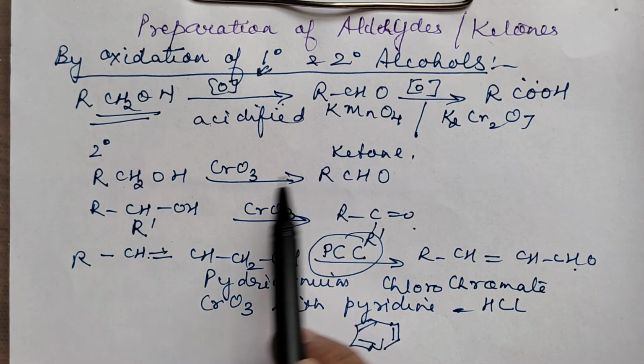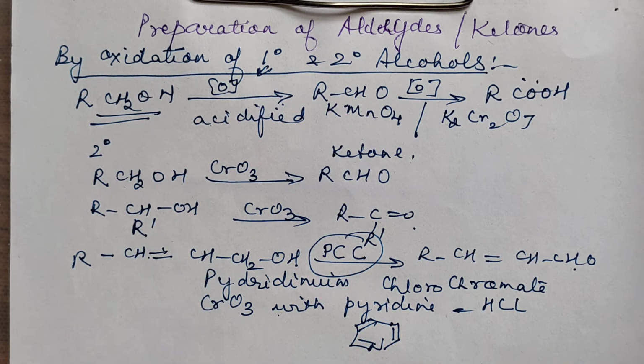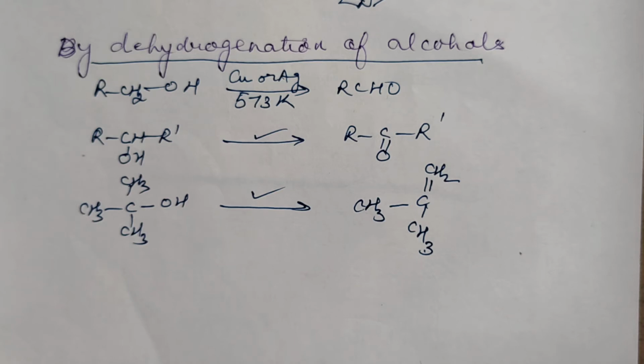1 degree will give you aldehyde, 2 degree will give you ketone. And if you try to carry out the oxidation by the previous methods for tertiary alcohols, using these strong oxidizing agents, it will not undergo oxidation. Tertiary alcohols do not undergo oxidation easily. Okay.